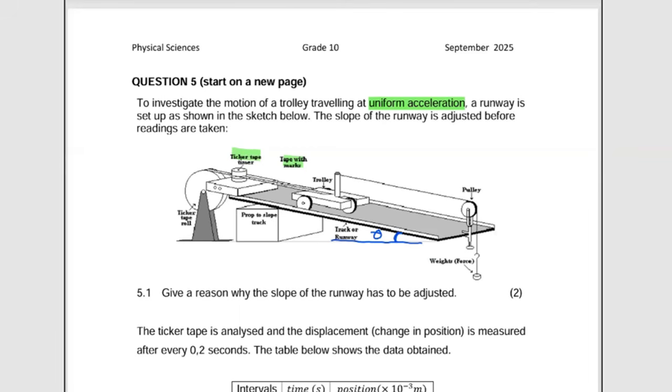So the reason why we adjust this slope to an inclined plane is to compensate for friction, right? So we're going to say to compensate for friction. Then after that, the next question is there.